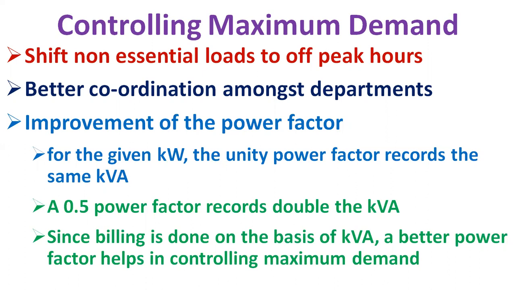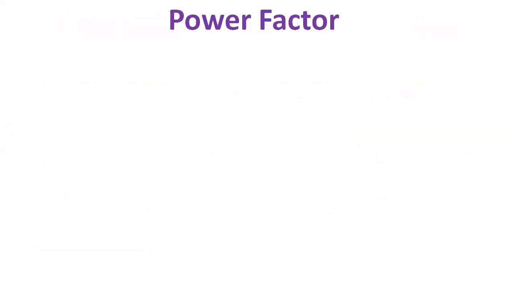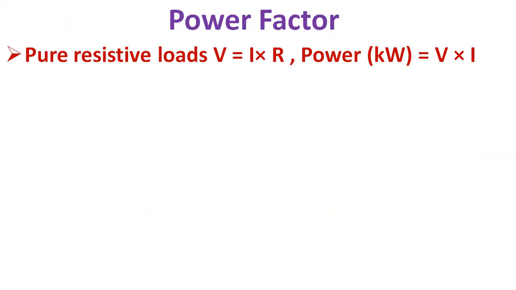The most modern method is to provide an automatic maximum demand controller, probably a microcontroller based instrument, which monitors the maximum demand by iterative projections and cuts off automatically non-essential loads as per priorities decided earlier. And the power factor, which is the most very important factor when it comes to electrical energy consumption.